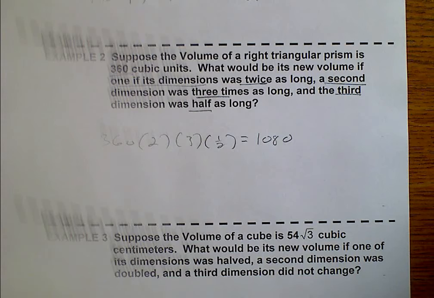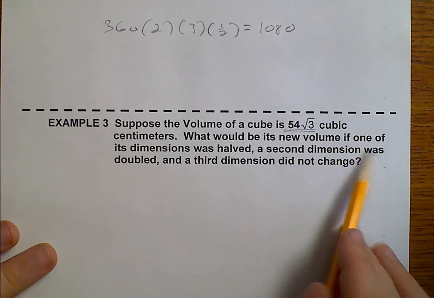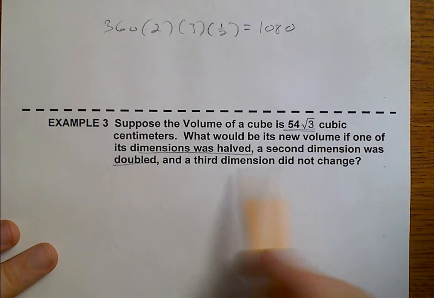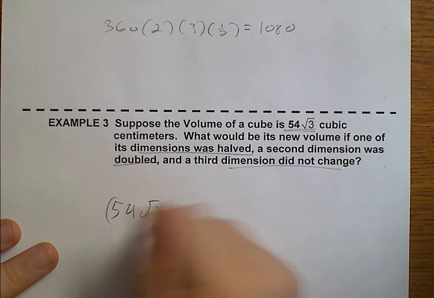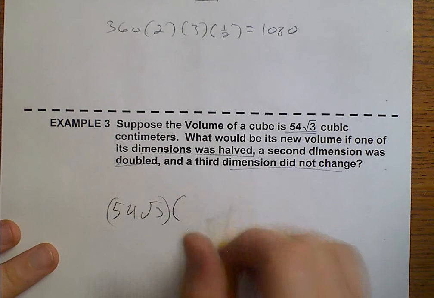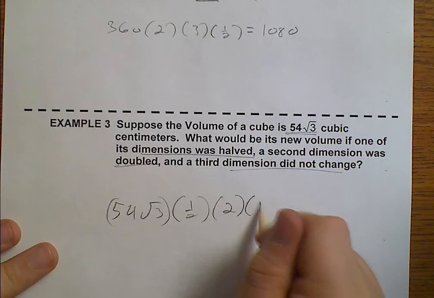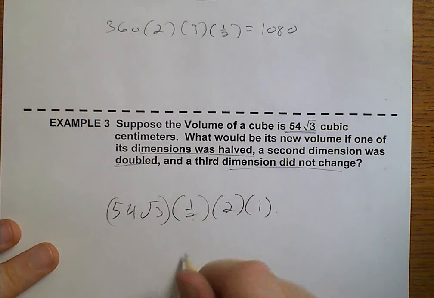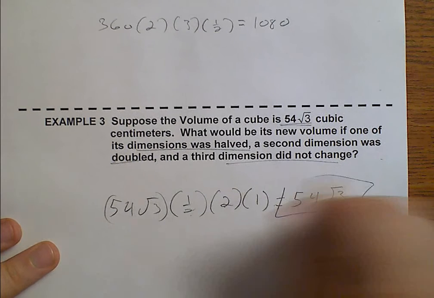Look at example number 3. Suppose the volume is this. What would be the new volume if one dimension was half, the second one doubled, and the third one did not change? So 54 on the cube root of 3 times 1/2 times 2 times 1. Well, 1/2 times 2 is 1 times 1 is 1. And so this is just going to equal 54 on the cube root of 3.